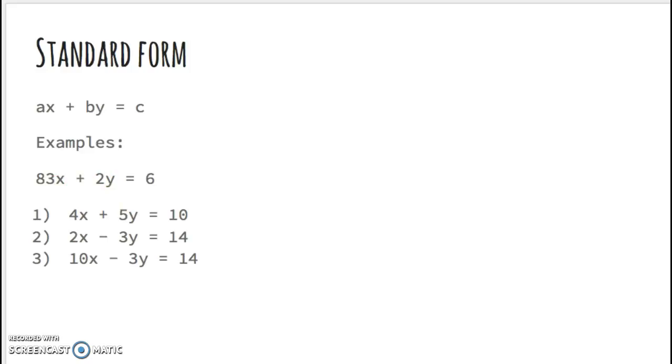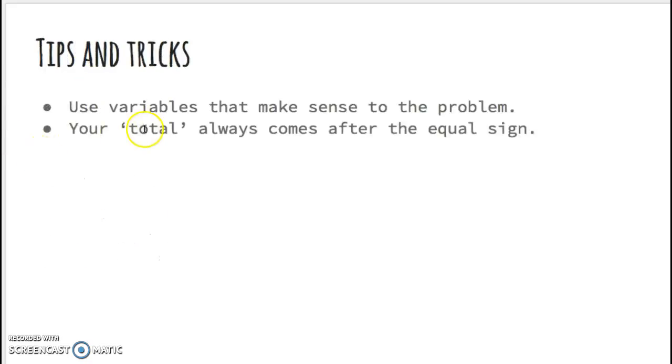Okay, now I have a list of some tips and tricks that you can follow whenever you're writing an equation in standard form. So you may want to write these down, make note of these. First of all, I like to use variables that make sense to the problem. So I won't necessarily always use x and y. If we're talking about apples and peaches, I'll use an A for apples and a P for peaches. I like to use whatever variables make sense. For me it helps make it make more sense in my head. If you like to use x and y, by all means use x and y. That's up to you.